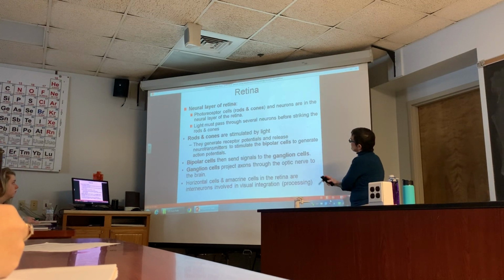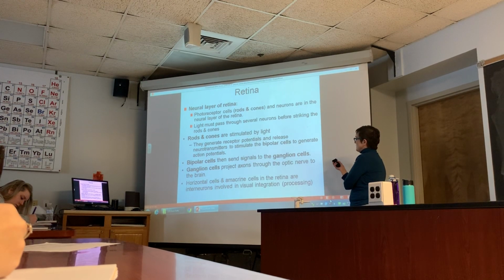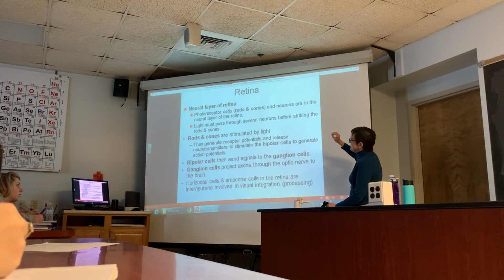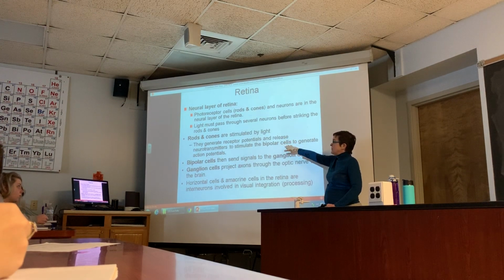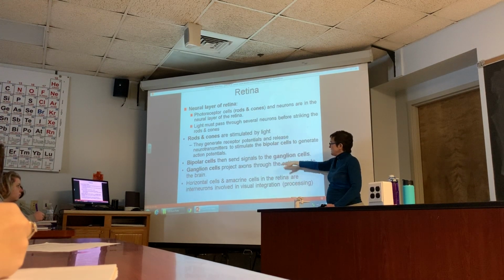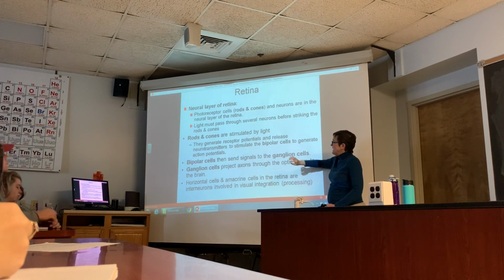Now, so let's look at the neural layer. I'm going to show you this as you can read about this. The cells in the neural layer that I'm concerned about you knowing are the rods and cones. Those are the photoreceptor cells, the bipolar cells, and the ganglion cells. Okay, those are the cells I'm concerned about you knowing.